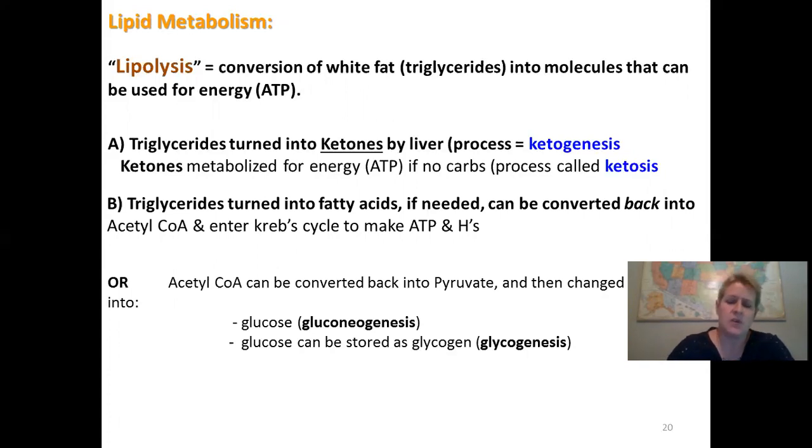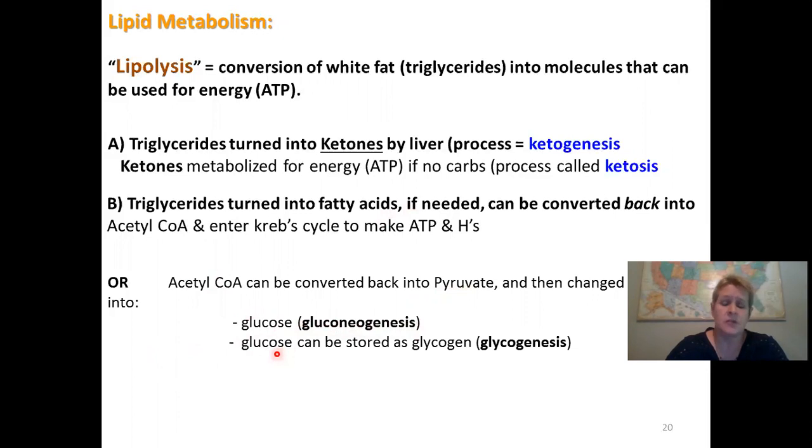So if we go completely backwards, triglycerides can be turned into fatty acids. Fatty acids can be turned into acetyl-CoA. Acetyl-CoA goes backwards through conversion to be made into pyruvate. Pyruvate goes backward through glycolysis to make glucose, because fat came from glucose. So making glucose from fat is called gluconeogenesis.